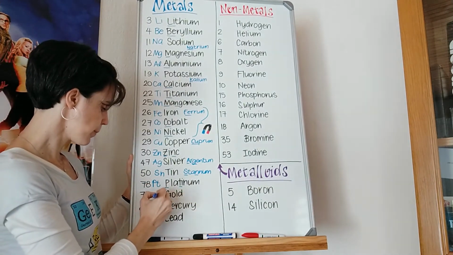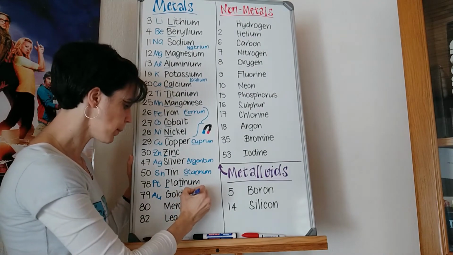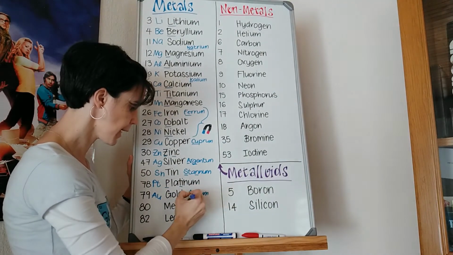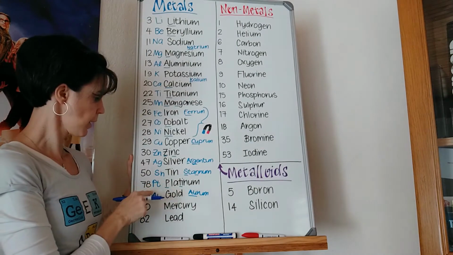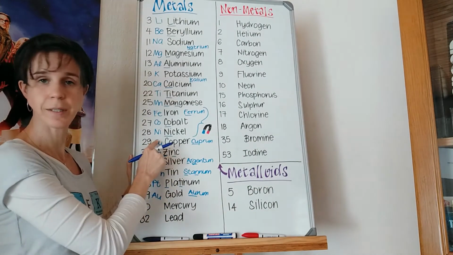Gold is AU, and that comes from aurum. AU for aurum. You can think the copper says, AU, I see you stealing that gold.